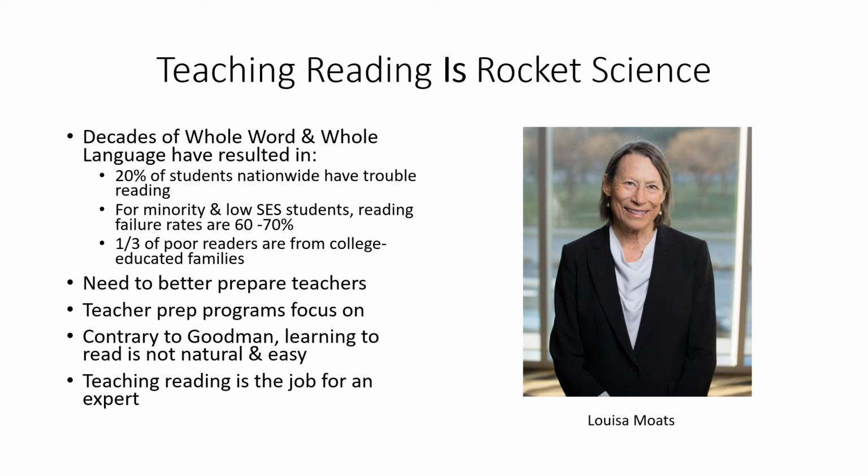With decades of whole word and whole language in play, we can see the following results from the research. 20% of students nationwide have trouble reading. 20%. For minority and lower socioeconomic students, reading failure rates are between 60 and 70%. That's really untenable. But at the same time, it's not just a matter of poverty or minority status or being an immigrant. A third of poor readers in America are from college-educated families.